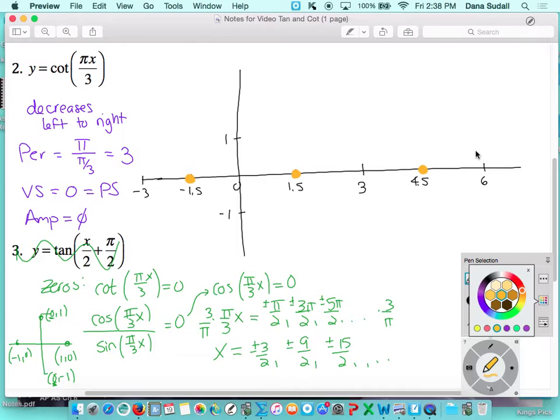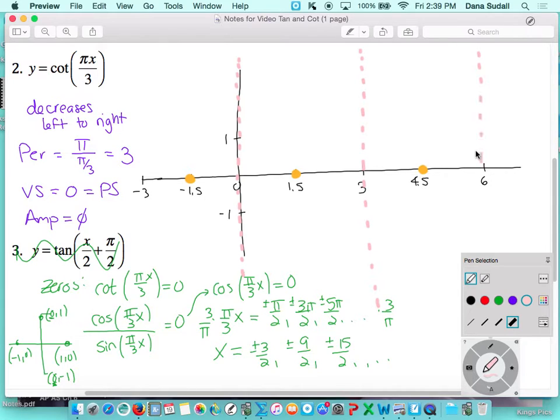And then we talked about halfway between these zeros are going to be asymptotes. So halfway between negative 1.5 and 1.5, 0 would be an asymptote. Halfway between would be at 3, I would have an asymptote. And then following that same pattern, 6 would also have an asymptote. Negative 3 would also have an asymptote if you keep following that same pattern.